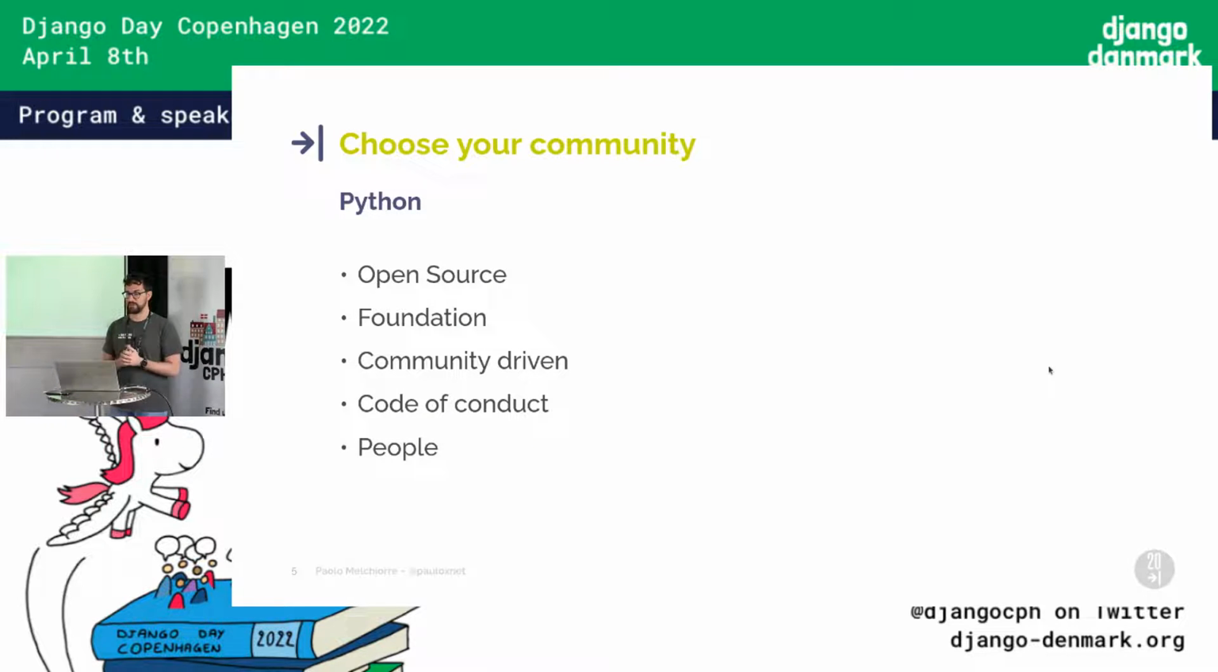The first step in getting involved in a community is to choose the community itself. In my career as a developer, from high school to the university, I had used many programming languages. But when I was able to, I chose to use Python. By choosing Python, I considered that it had these characteristics: an open source license, a foundation behind it, not a single company, a community capable of giving a direction to development, a code of conduct, and above all, welcoming and positive people, such as the creator of Python itself.